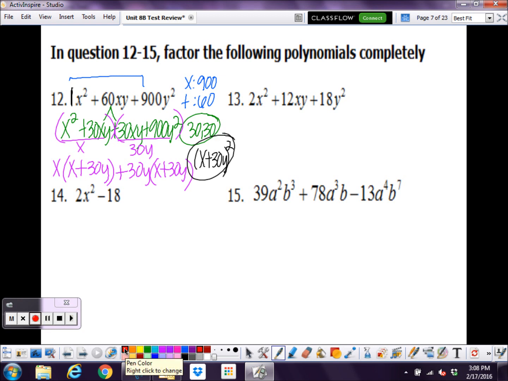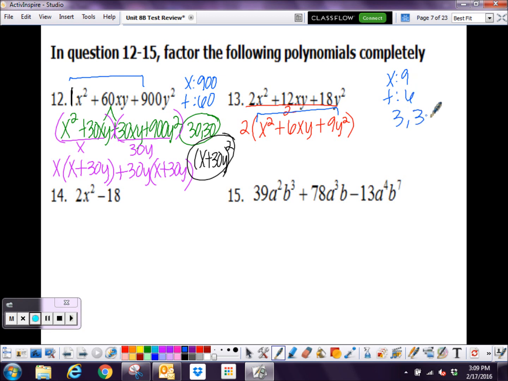Number 13. First I need to see if there's a GCF, and there is. So I'm going to take a 2 out of everything first. If I take a 2 out, that leaves me with x squared plus 6xy plus 9y squared. So this is another instance where, yes, there is a shortcut, but honestly, I would just do it the longer way. I'm going to do a times c. I need two factors that multiply to be 9 and add to be 6. So 3 and 3. I'm going to break this middle term apart into a positive 3xy and a positive 3xy. Bring your first term down, bring your last term down.